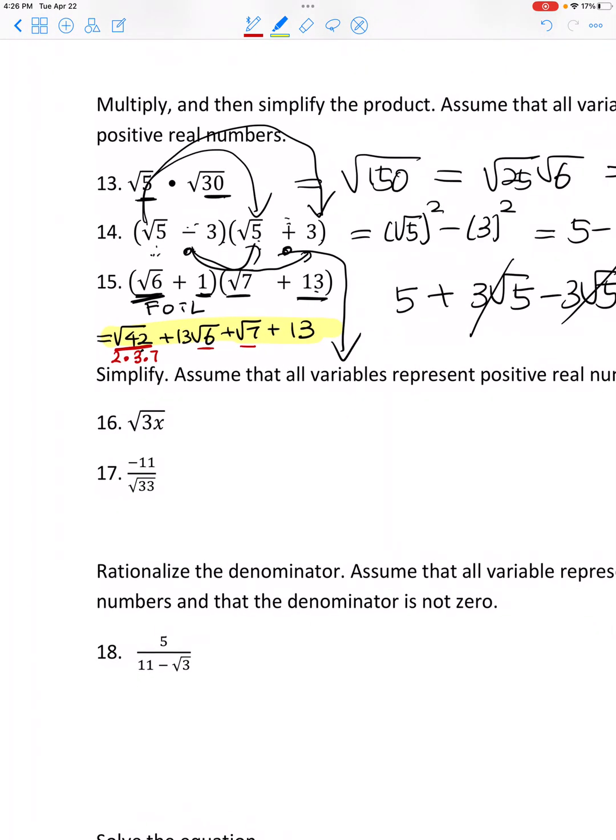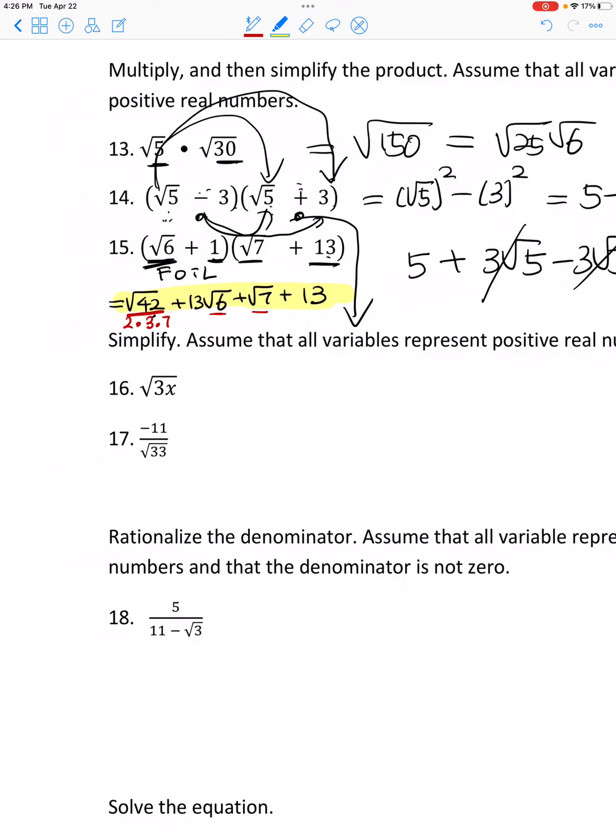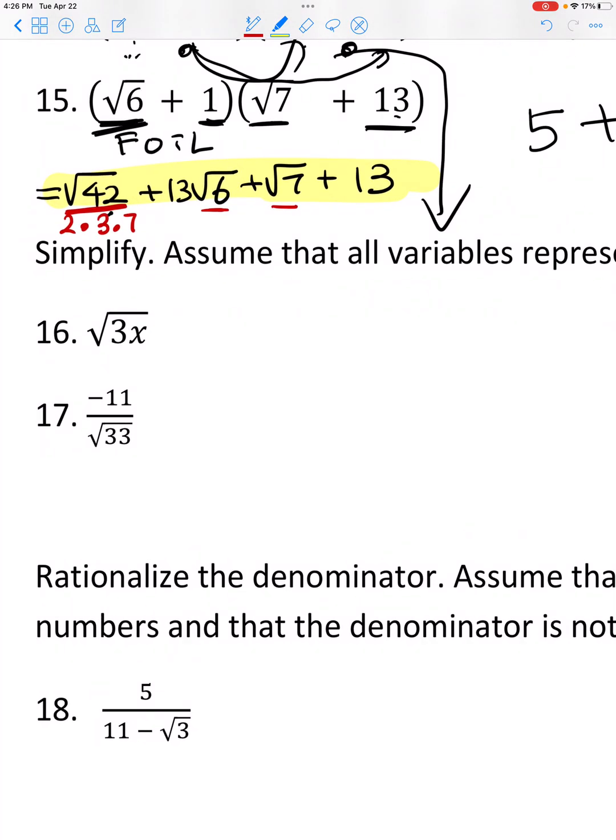16. Okay, simplify. Assume that all variables represent positive numbers. So when we simplify 16, I don't have anything able to factor by a perfect square factor because 3 is a prime and for x, I only have a 1x. I'm not able to factor. I am not able to simplify more than this one. So radical 3x itself is a simplified format.